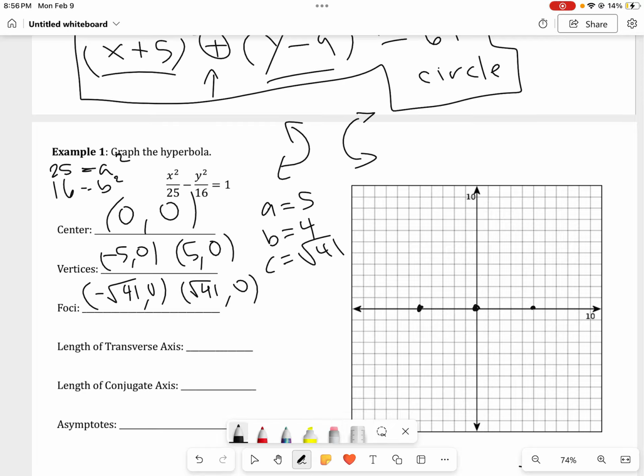We know that the distance for our co-vertices, which is important, is going to be 2b, or just b up, b down. b is 4, so we're going to go up 4, that's our co-vertices, and then down 4. Boom. Now we can just do this box. I guess that's going to help us draw it.